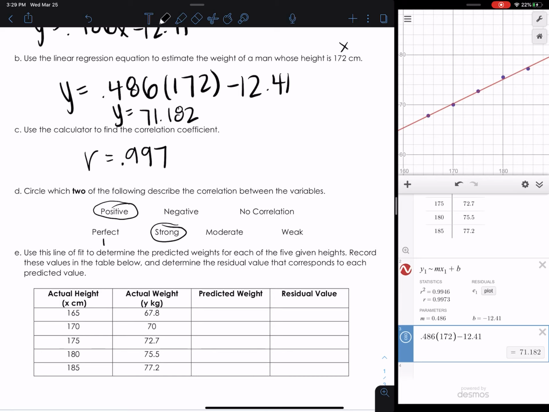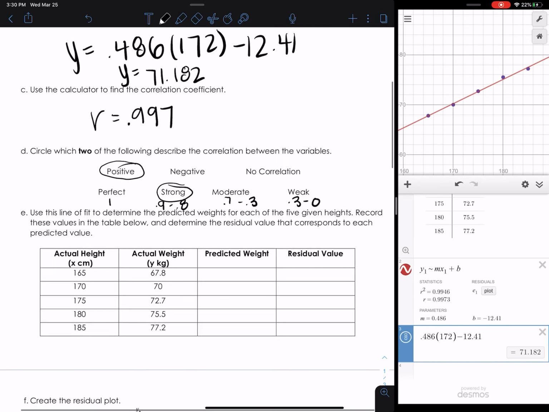Moderate is like 0.6 to 0.3. Weak would be 0.3 to 0, anything in between there. Strong, moderate could probably be like 0.7, but it's around there. So if it's like 0.9 or 0.8, that would be strong. Okay, so that's those ones.